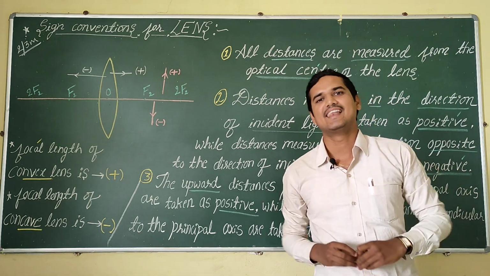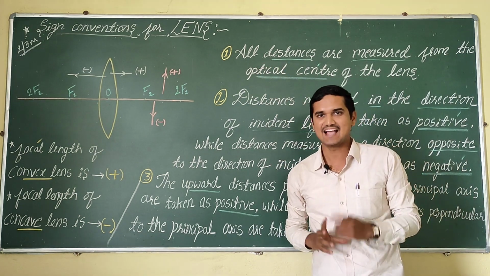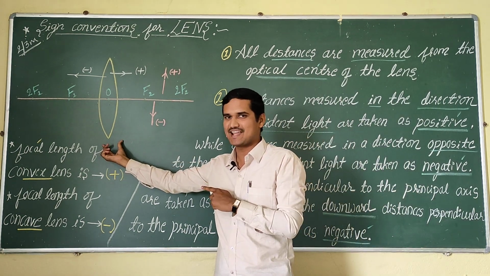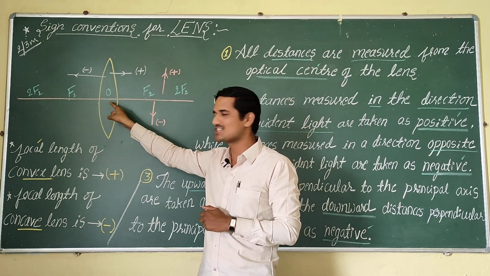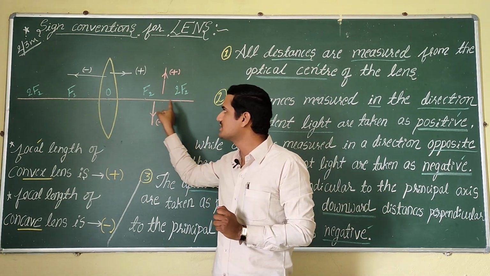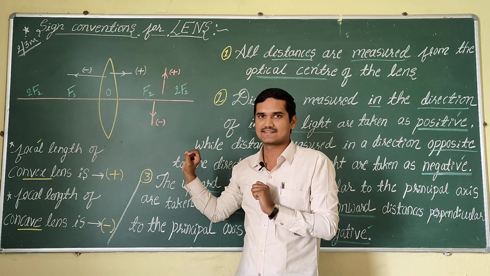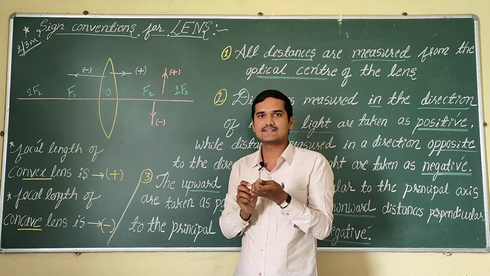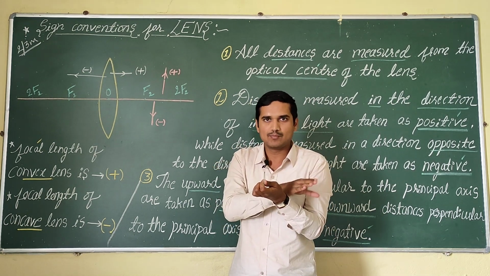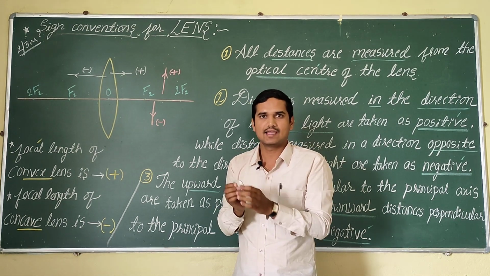So today let's discuss what are the sign conventions used in case of a lens. As you know already, this is a convex type of lens, and this middle position is called the optical center, and the line of light passing through this optical center is called the principal axis. For lenses, the light can move from any direction, from right to left or from left to right.